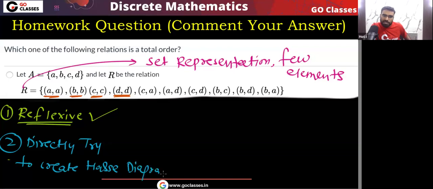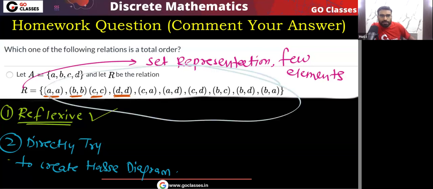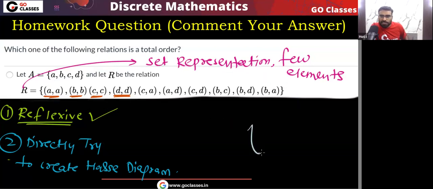When you are creating the Hasse diagram, and let's assume the antisymmetric property is not there, then definitely this type of problem will come. And if this type of problem comes, you can say, okay, not antisymmetric, so not a partial order relation. Similarly, if it is not transitive, then also a problem will come. So again, let me try to create the Hasse diagram.